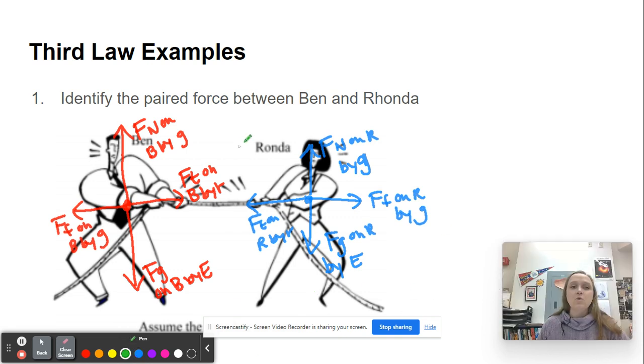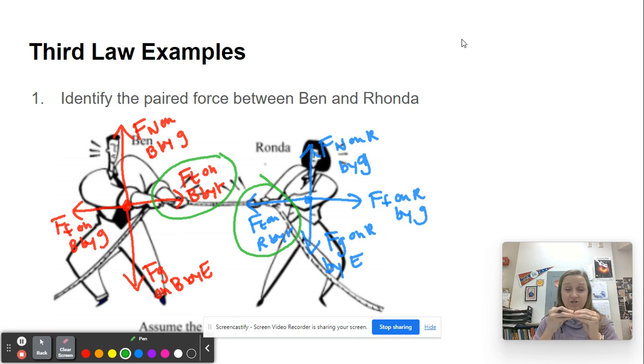Now looking at this, when I'm identifying the paired force, I want to identify the force that is causing these two objects to interact, which would be the force that causes Ben and Rhonda to interact with one another. Right away, my brain is going to jump to this tension force being the force that's causing them to interact, because that's the thing they're both touching that allows them to pull on one another. We can also check this by asking, is it on two separate objects? Ben, Rhonda, yes.